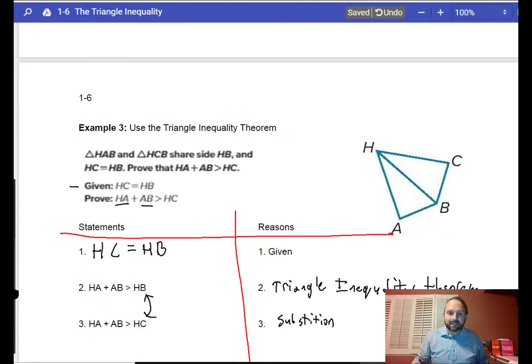If HC is equal to HB, then we can just substitute them out. There we go. That's it. All right, guys. This is another short one. And this was an introduction to some 2-column proofs.